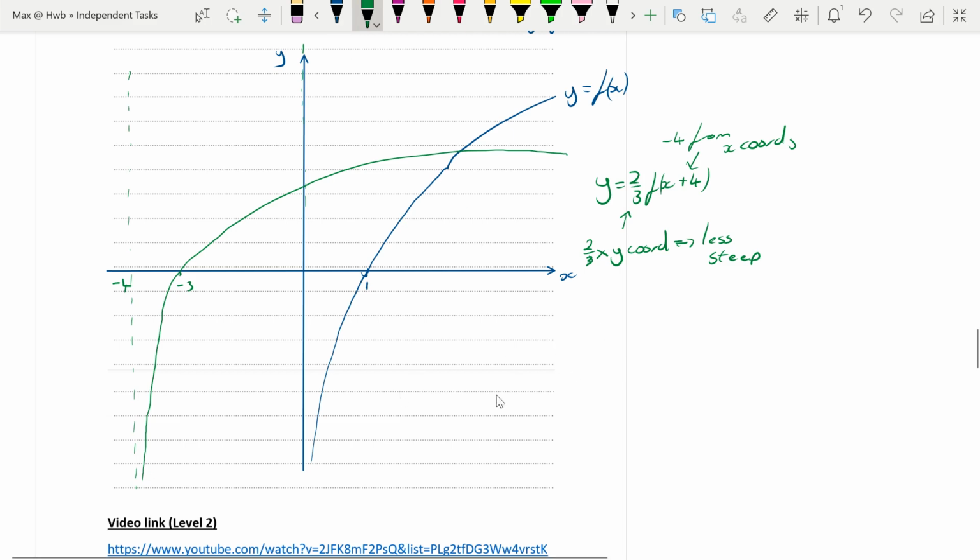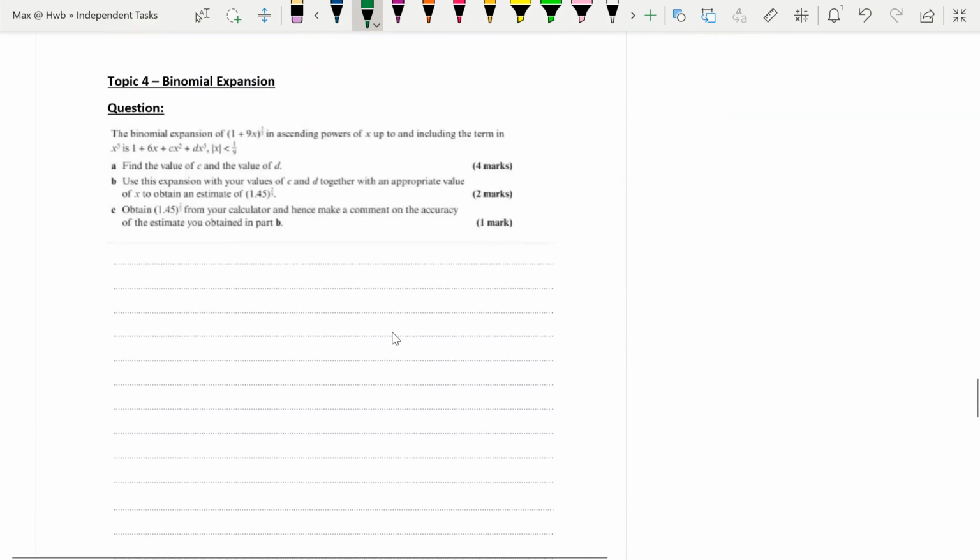So we've got 2 more questions. Next question, we've got binomial expansion. So the binomial expansion for 1 plus 9x to the power of 2 over 3, in ascending powers of x up to and including the term in x cubed, is this. So they tell me what it is, where mod x is less than a ninth. So they told me what it's valid for. Calculate the values of c and d. So they haven't told me the coefficients of x squared and x cubed.